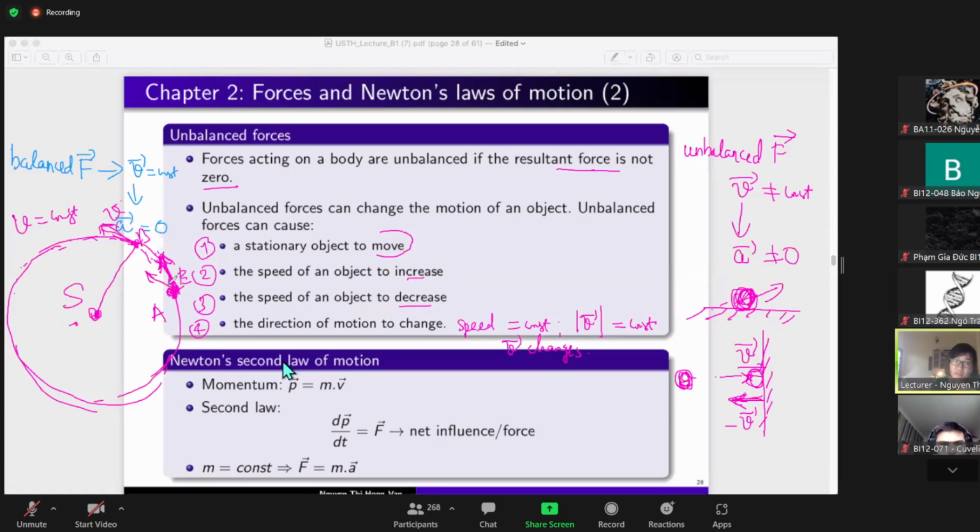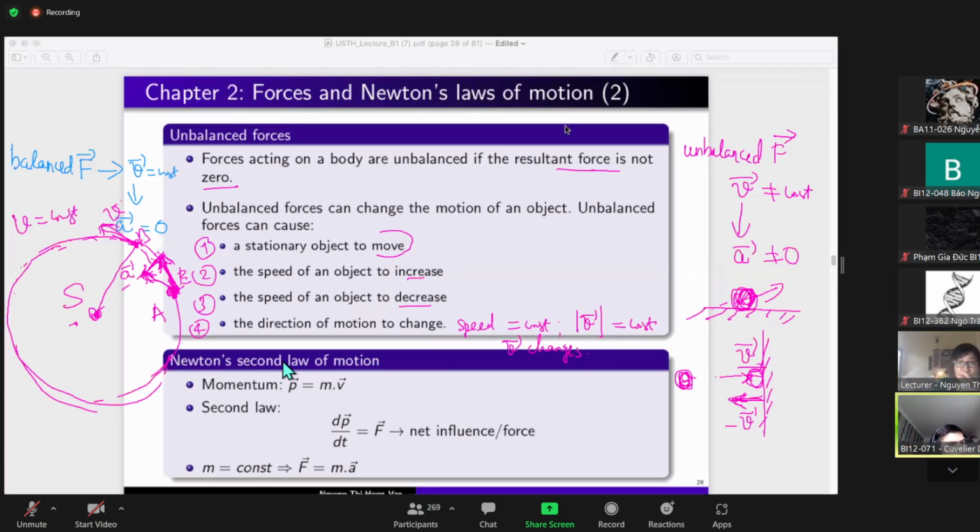This vector minus this vector, you get this vector. So in this case, the acceleration is a centripetal acceleration. Okay. Good. Any question?